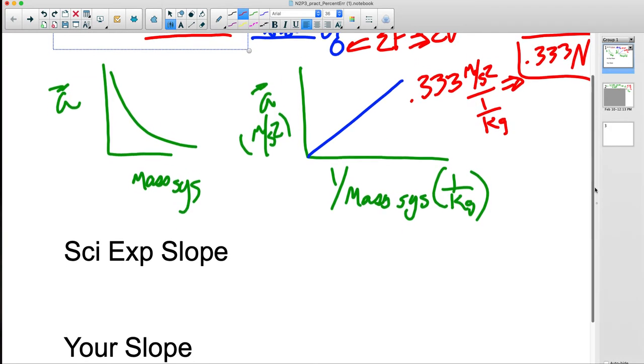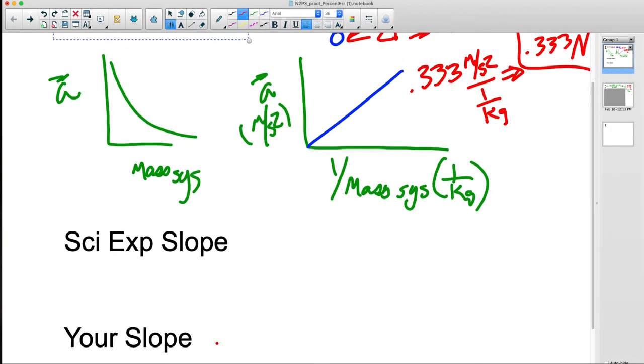In addition to knowing your slope, which we could write down as 0.333 newtons, or you could have written meters per second squared per 1 over kilograms, we also need to know what the scientifically expected value for the slope is. In other words, what was the slope supposed to have been?